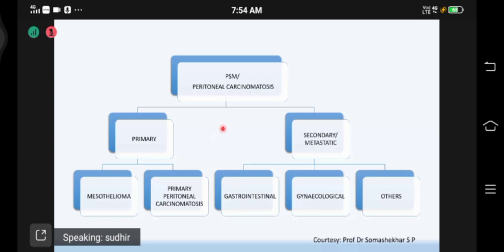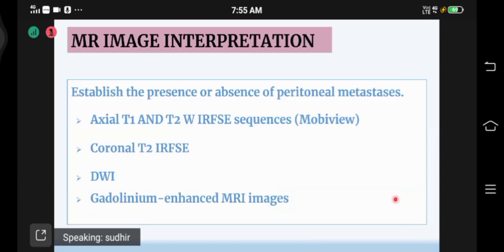PSM, peritoneal carcinomatosis or peritoneal surface malignancy, essentially can be primary or secondary metastatic. Primary is mainly mesotheliomas and primary peritoneal carcinomatosis, and secondary or metastatic ones are from GI, gynecological, and a few other causes. So this is the entire structure in which the PSMs have been divided.